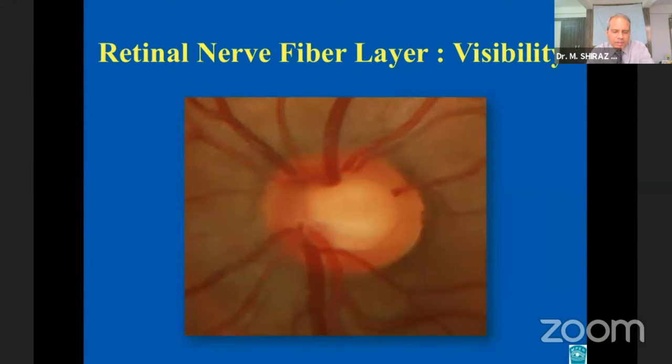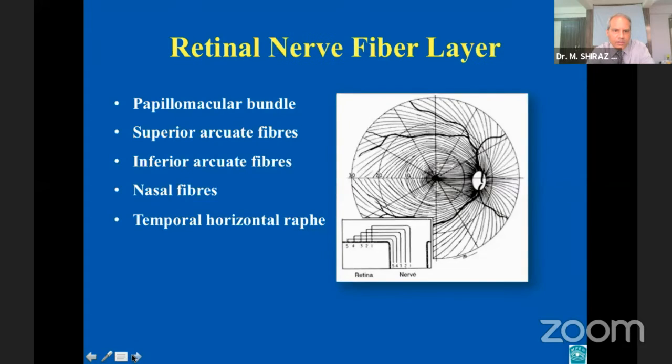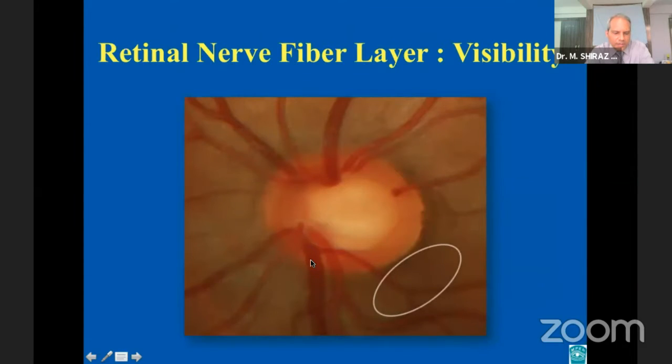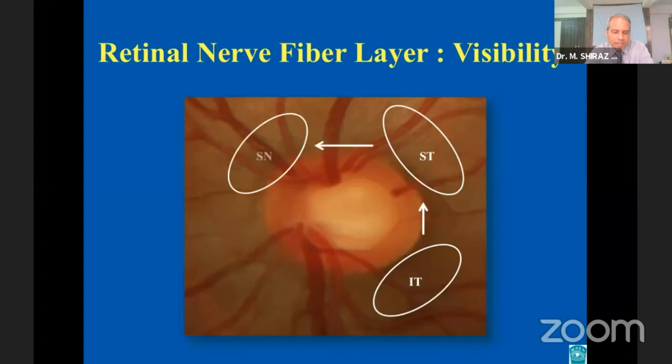In normal eyes, the visibility of the retinal nerve fiber layer is regionally unevenly distributed. Now, dividing the fundus into 8 regions, the nerve fiber bundles are most visible in the temporal inferior sector, followed by the temporal superior sector, the nasal superior region, and finally the nasal inferior sector. These bundles are least visible in the superior, inferior, temporal horizontal, and nasal horizontal areas.